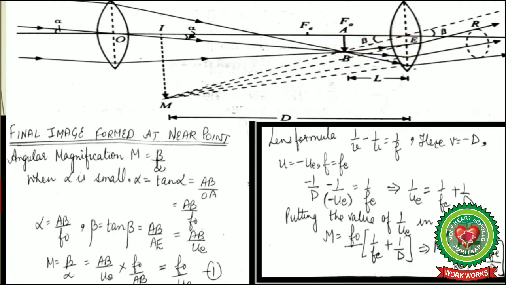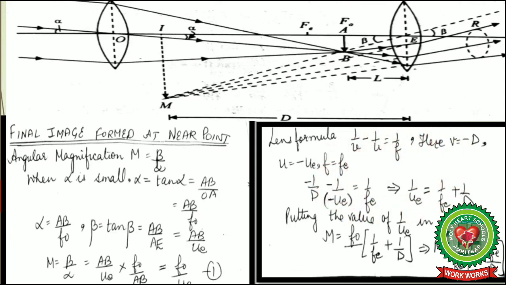Now using the lens formula, 1 over V minus 1 over U equals 1 over F. Here V is equal to minus D, as we have taken the condition that the image is formed at near point. The near point is here D, which is called the least distance of distinct vision. Now U here is minus UE and F here is FE. So putting these values in the lens formula, we will get minus 1 over D minus 1 over minus UE is equal to 1 over FE.